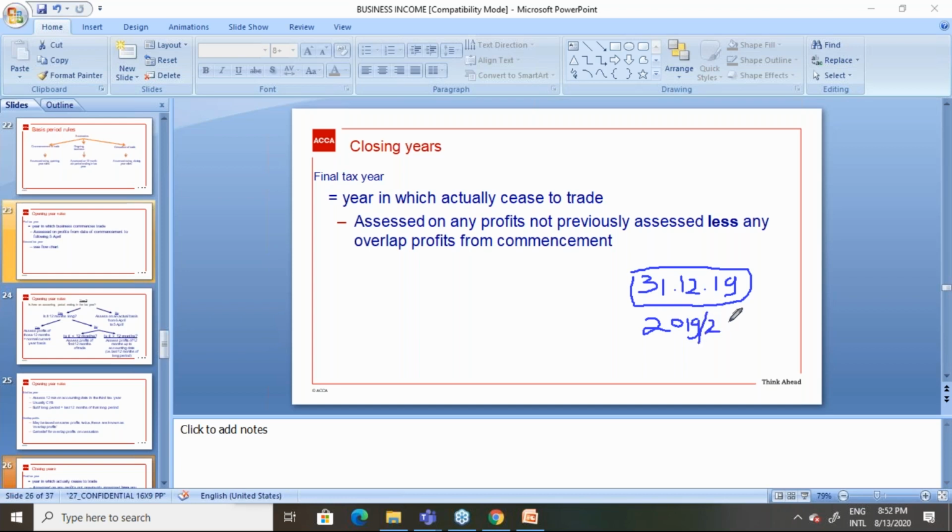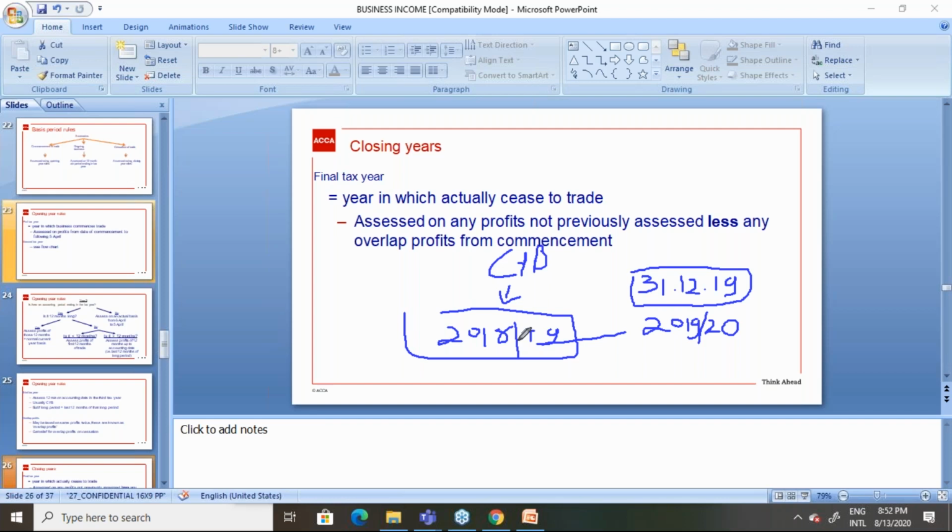Then, according to your date of cessation, your last tax year is 2019-20. So your one before last, you call it the penultimate year, one before last is 2018-19. For the penultimate year, you must always use the current year basis. When you do that, you automatically realize there are certain profits that have not been taxed up until the penultimate year or one before last.